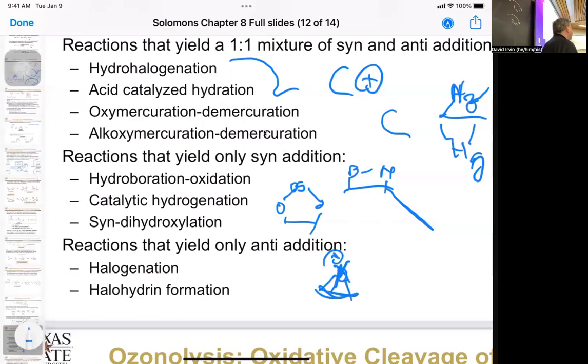So if you put the intermediate of each of these next to each of these reactions, it explains it. You don't have to memorize anything. You just have to remember what the intermediate is. If you remember what the intermediate is, it tells you what the reaction is.